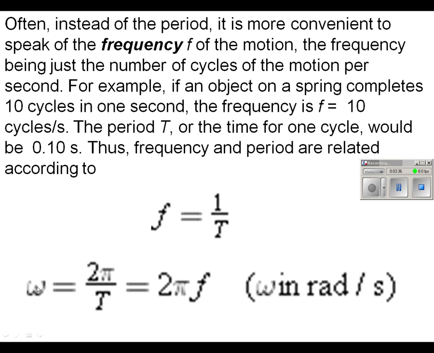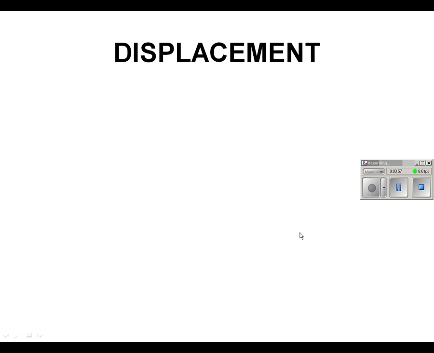So since angular frequency is 2 pi over T, angular frequency is 2 pi f as well. So there are two types of frequencies that we have to deal with. Angular frequency, which is in radians per second, and frequency, which is in cycles per second, or oscillations per second. You can call it hertz as well, vibrations per second, but typically it's called hertz.